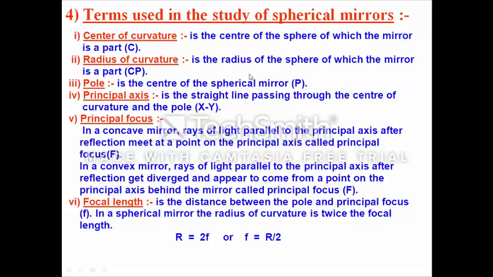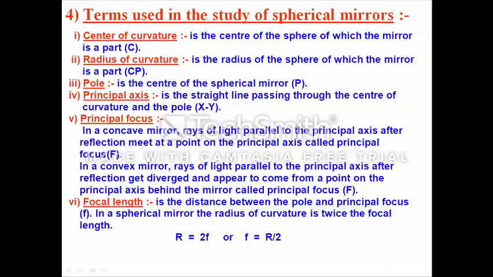First of all, the center of curvature, as we have discussed in our previous slide, is the center of the sphere of which the mirror is a part. Radius of curvature means the radius of a sphere of which the mirror is a part. Pole is the center of the spherical mirror. The principal axis is the line joining the pole and the center of curvature.